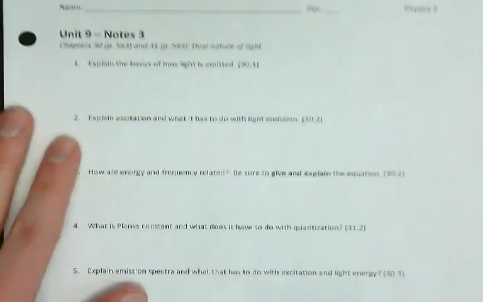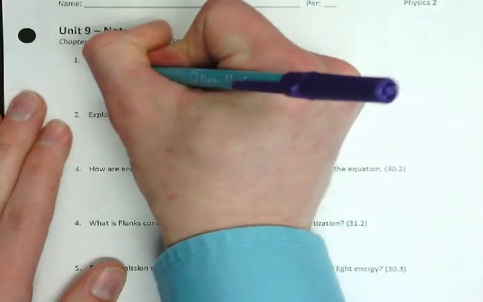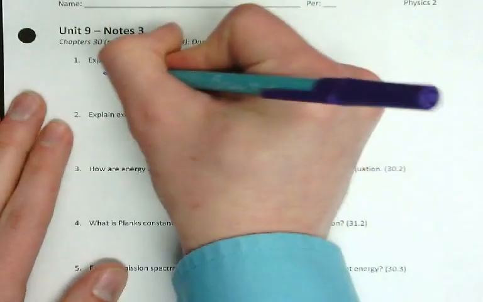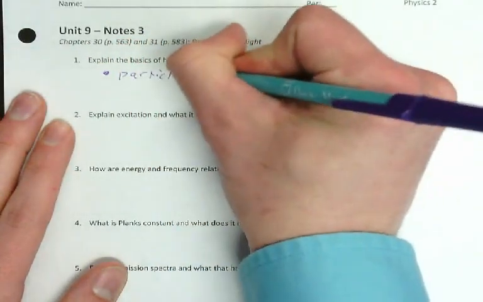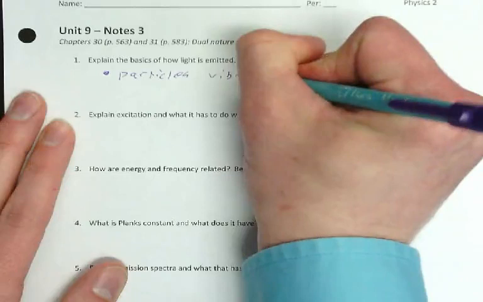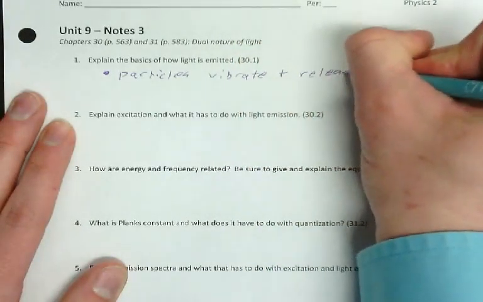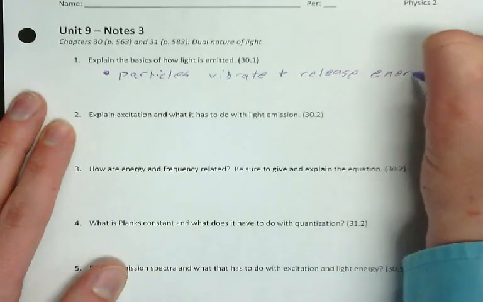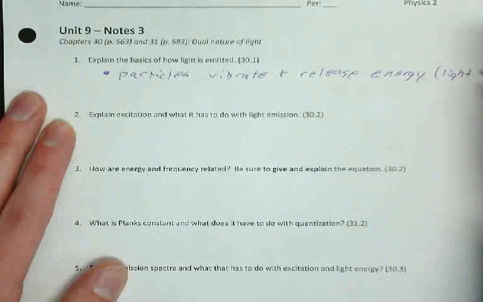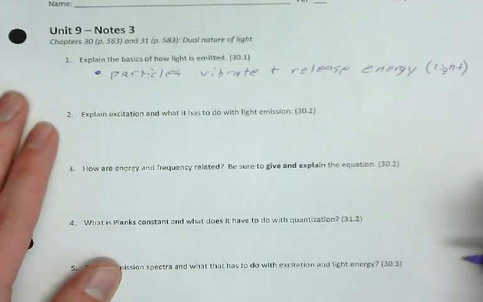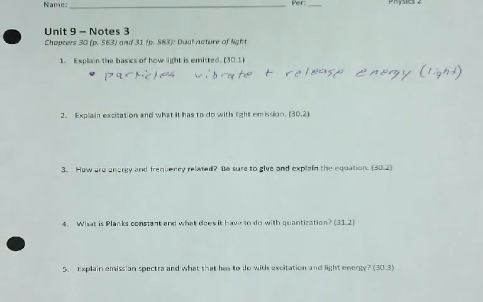All right, number one, explain the basics of how light is emitted. So here's the basics of what's going on with light. First of all, particles vibrate, and when they do that, they release energy. Specifically, they release light energy.